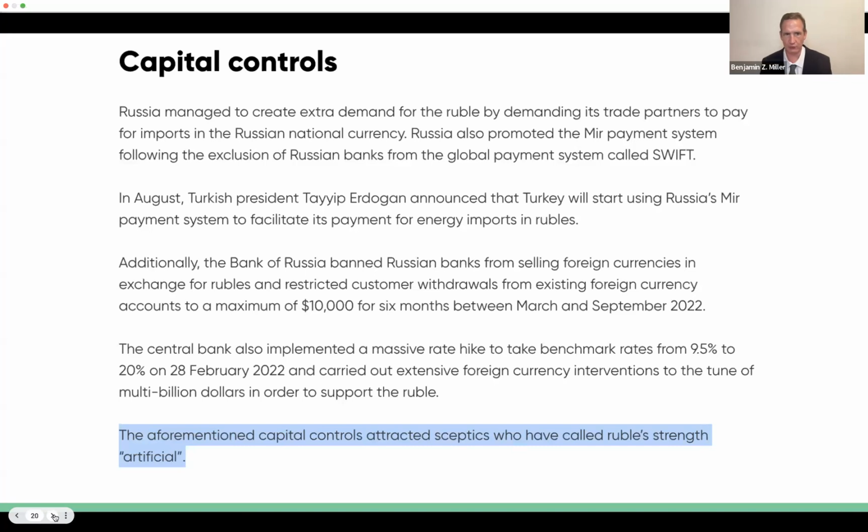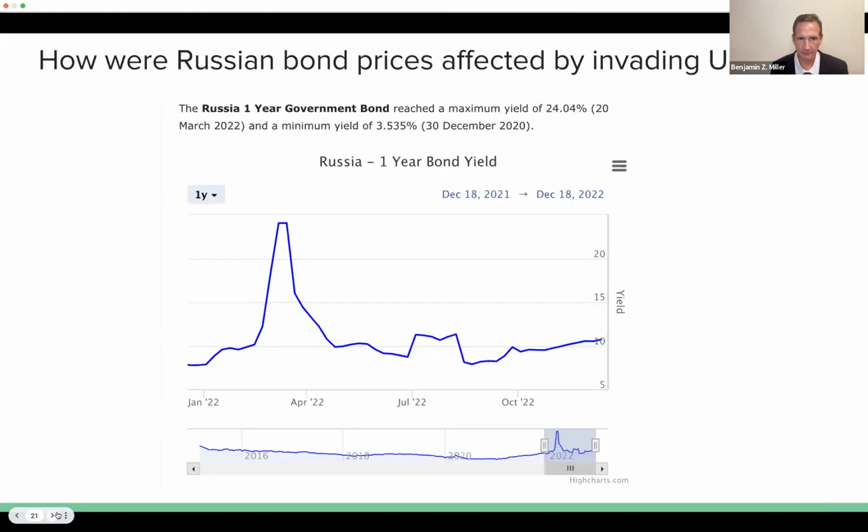There were capital controls that were implemented to try to create demand for the ruble. Russia stepped in and tried to implement capital controls. These capital controls had a lot of skeptics who have called the ruble's strength artificial. Now we look at Russian bond prices, and once again, we're looking at the yield. Yield goes way up.